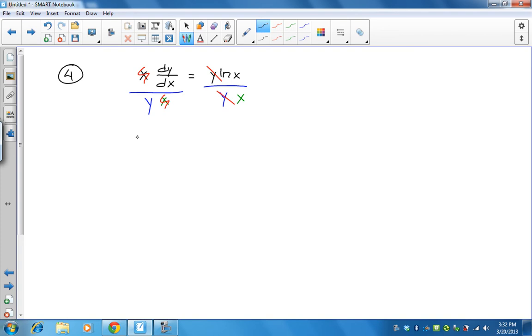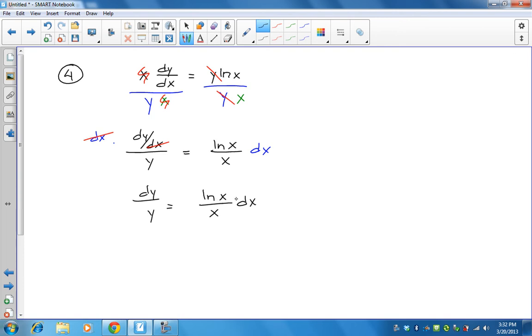And that would give me dy dx all over y is equal to ln of x over x. And I still need to move that dx over, so let's multiply both sides by dx. And when I do that, the dx's cancel, leaving me with dy over y is equal to the ln of x over x dx. And I do have separation there. I've got all my y's on one side, all my x's on the other. It was all done by multiplication or division, and we are ready to integrate.